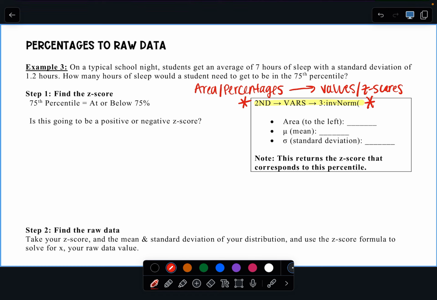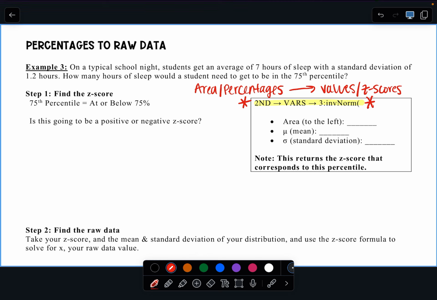Kind of looks like z-scares, but we want it to be z-scores. Okay, so what you're doing instead is the reverse of what we just did. You are starting with the percentage or the area, and you're taking it back to a value. So we're going to talk FRQs first, and then we'll talk about how you can approach this with multiple choice type questions.